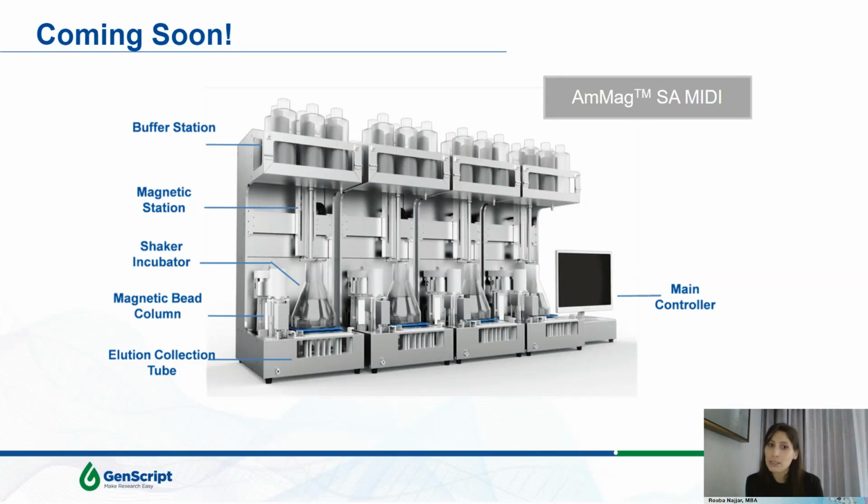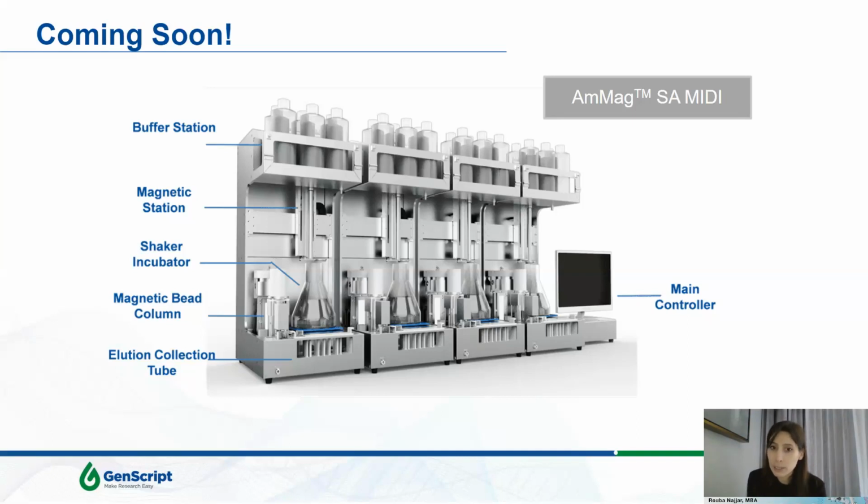What's great about this is that it's more of an addition to the portfolio, because it is really meant for high throughput, large scale, higher than the AmMag SA Plus, which is what I just presented. What's different about it is that you can see the buffer stations are at the top, so it's feeding through the top portion of it.